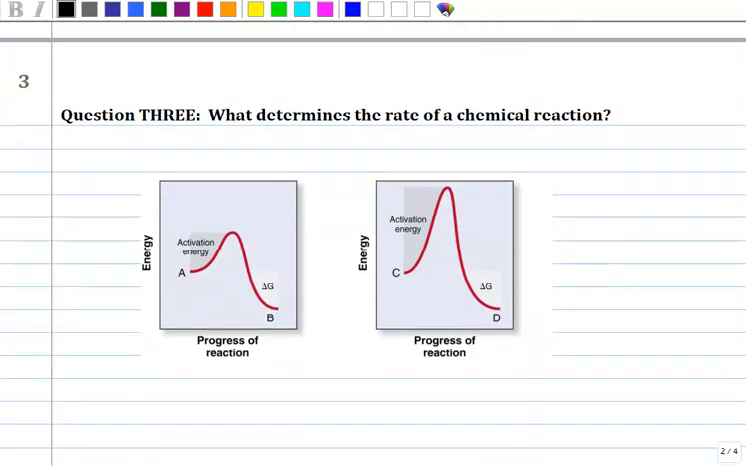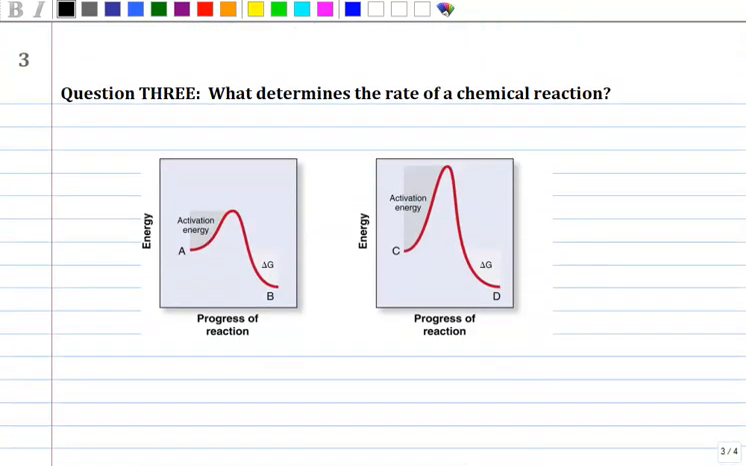Well, we can address question number 3. What determines the rate of a chemical reaction? The rates of chemical reactions are very important. And what we know is that there is one term that directly governs the rate of chemical reactions. It's called activation energy. And let's just abbreviate that, AE.